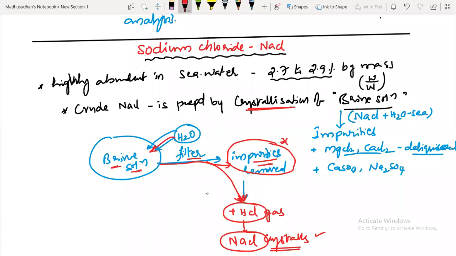Filtration, impurities will be removed. These are impurities, right? Those impurities were removed now. Then HCl is added in the second step. By the addition of HCl, you will get pure form of sodium chloride crystals. That's it.